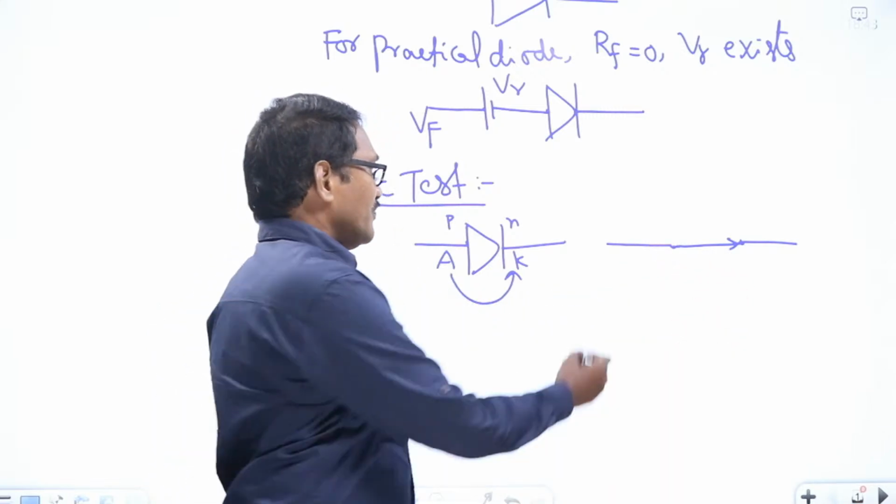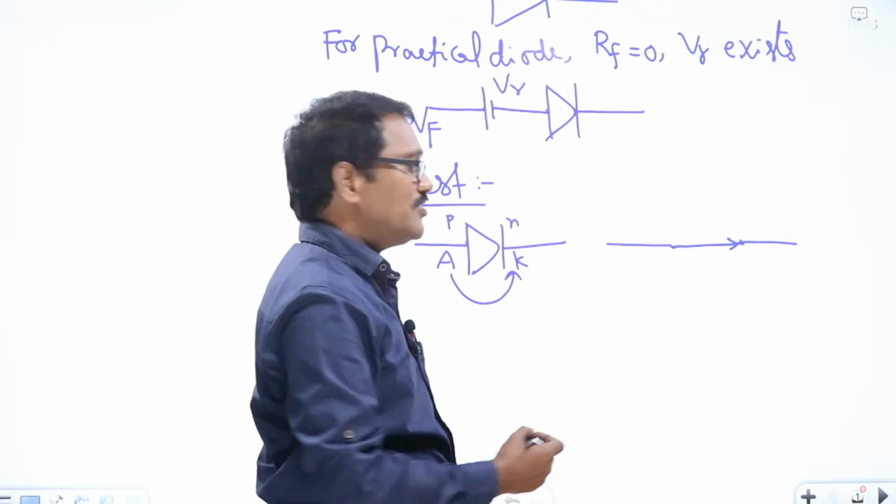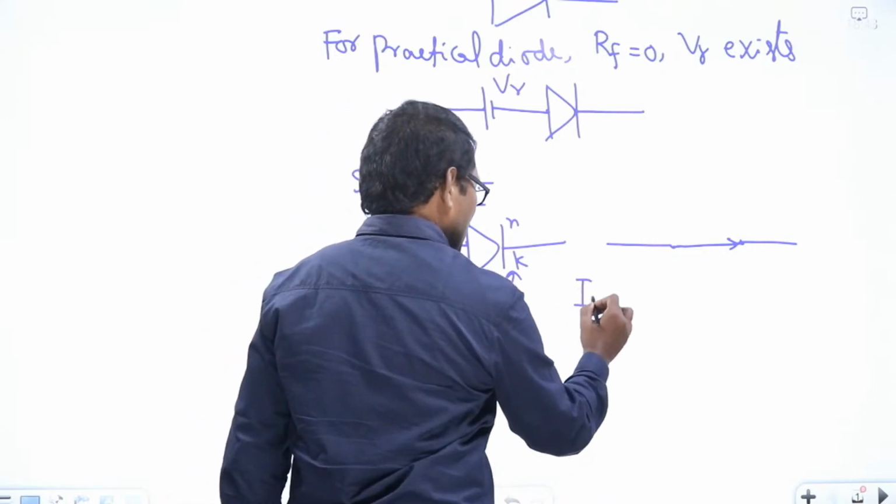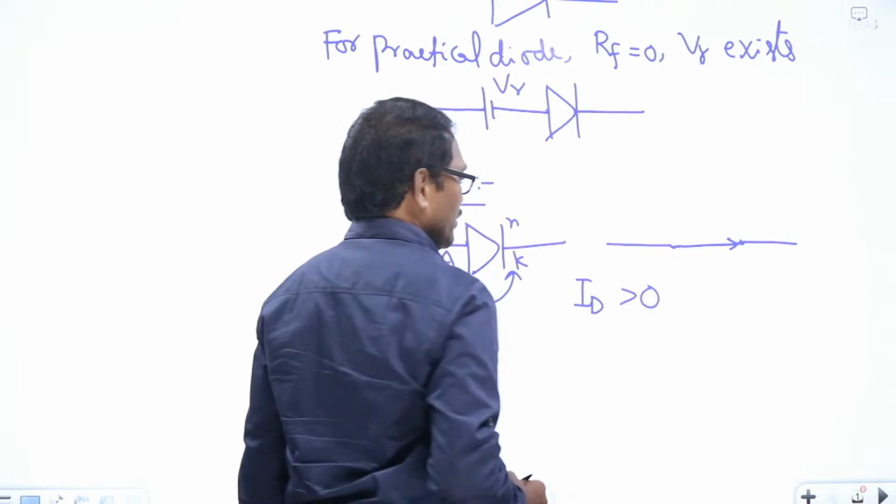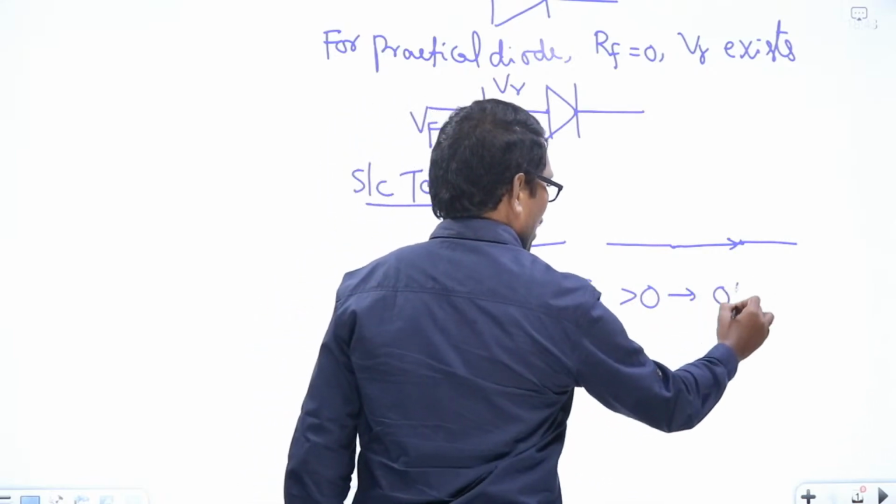Now the diode is replaced by a short circuit, and if we now calculate ID, the current through the diode, if ID is greater than 0, then the diode is said to be in on state.